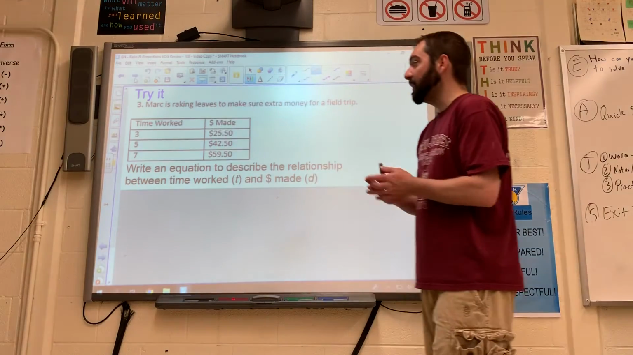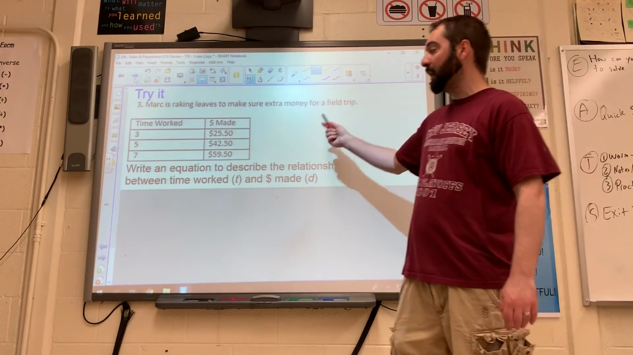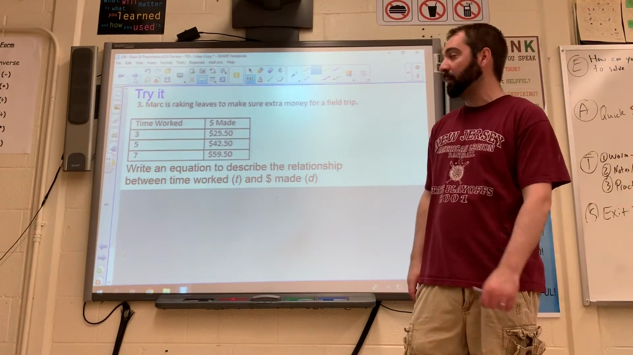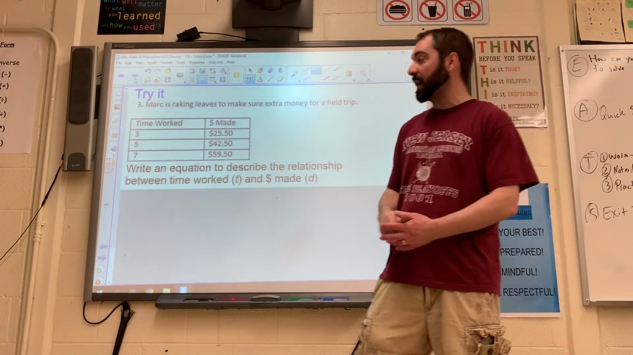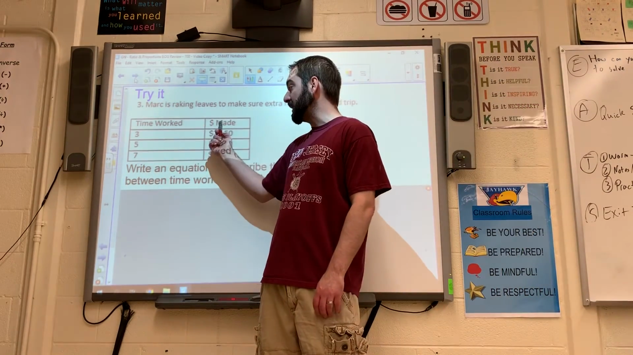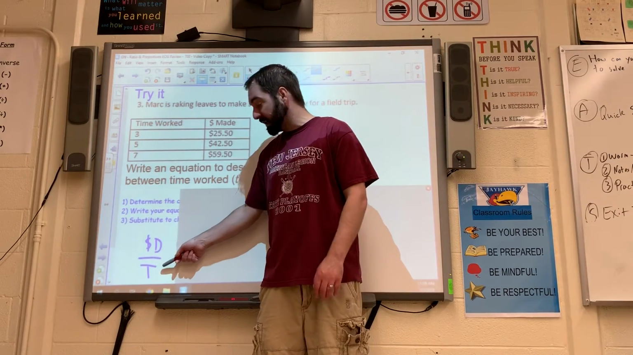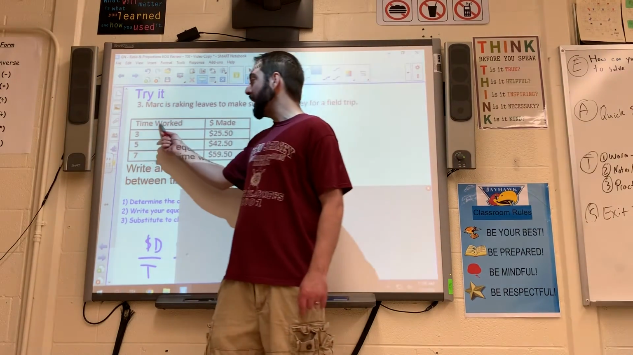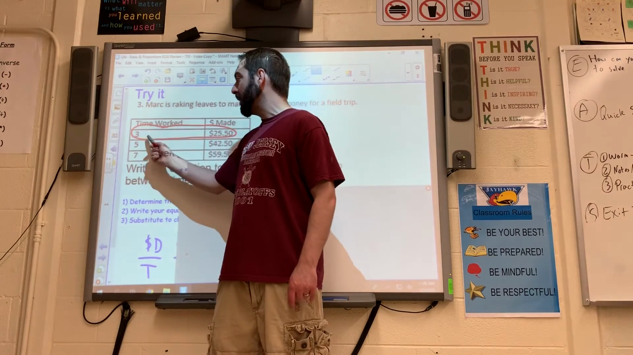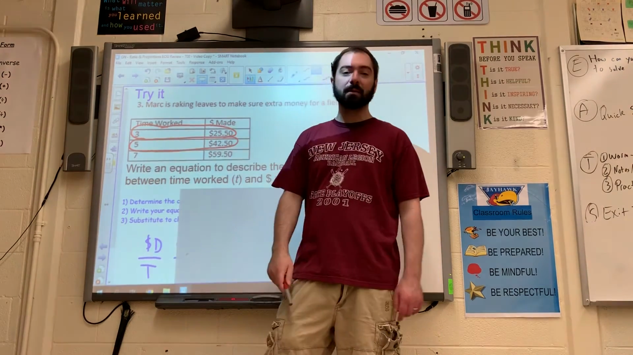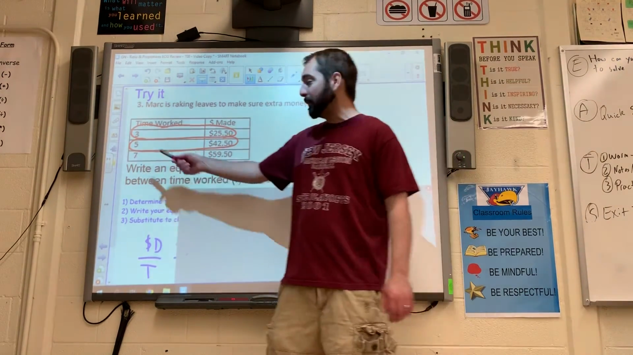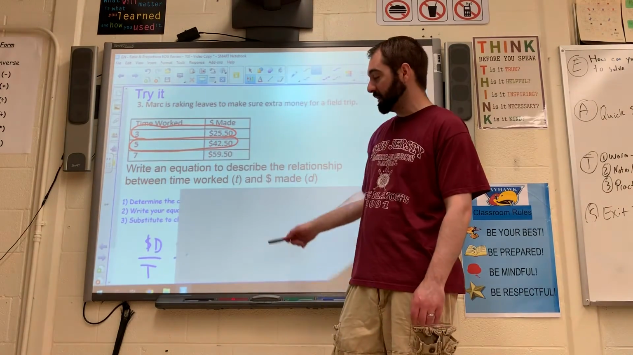All right, again, Mark's raking leaves for extra money. We want to see, can we write an equation that would make this chart true? So again, he's comparing time to dollars made. So again, I know that it's dollars D for time T. Again, I would probably use either the top row or the middle row. I used the middle row because my 5 times tables are much faster than any of my other times tables.